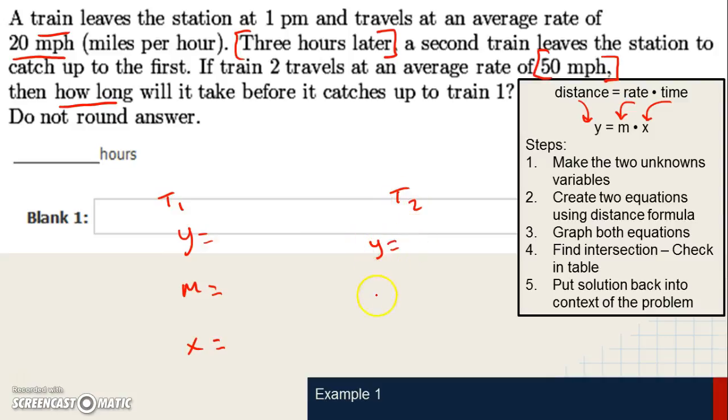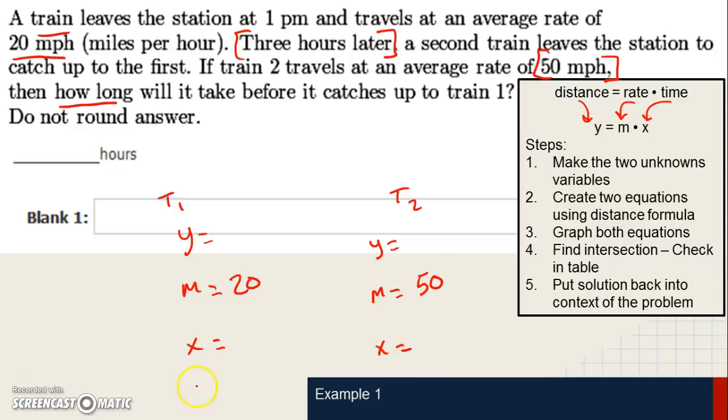Now, y obviously represents distance. We don't know any distances. It doesn't tell us any distances, so we're just going to leave y as y. For m, that's our rate. We already found two rates. We found our rate for our first equation, which is 20 miles per hour. That's our slope. And we found our rate for the second equation, 50 miles per hour. That's our slope.